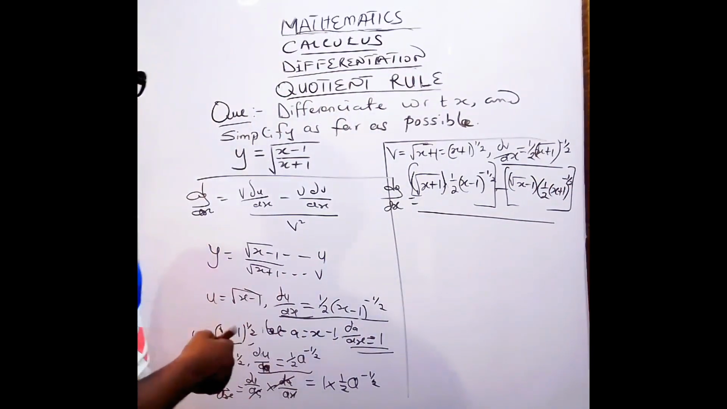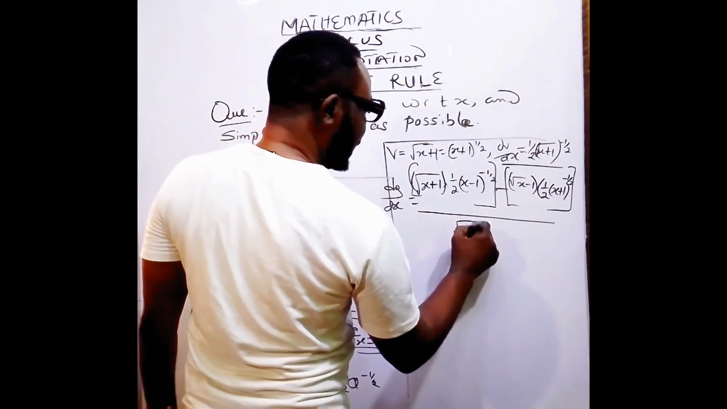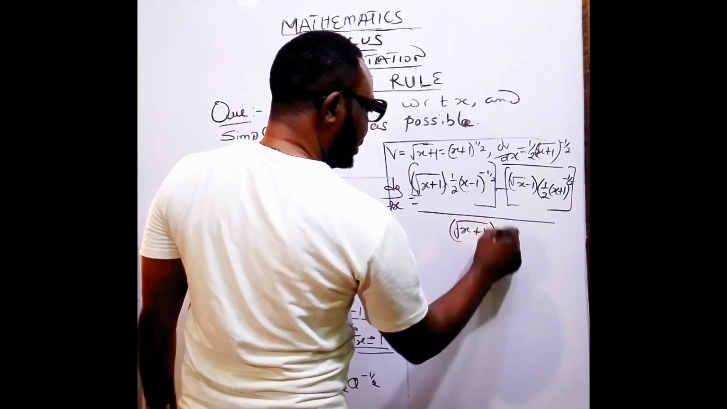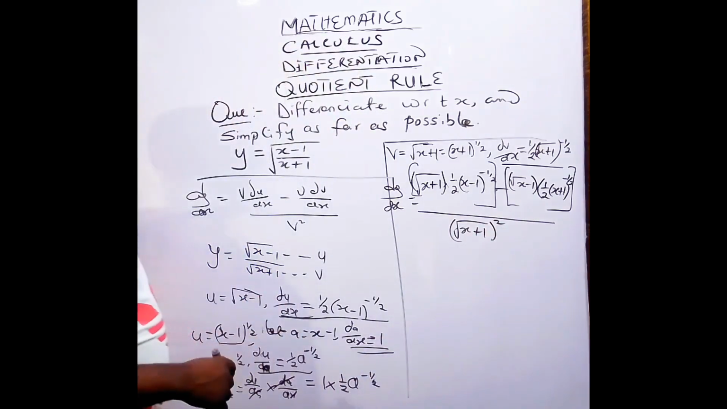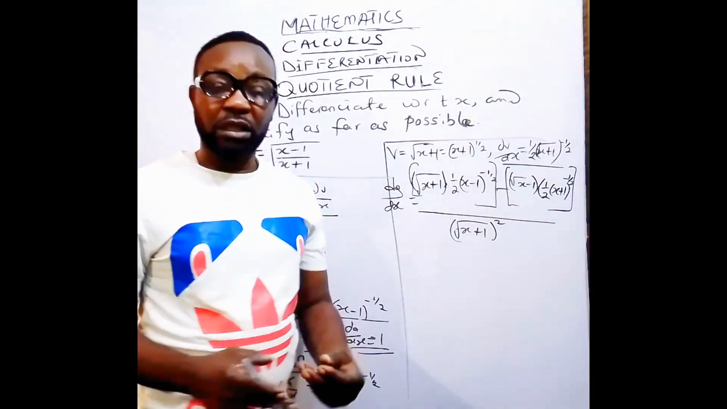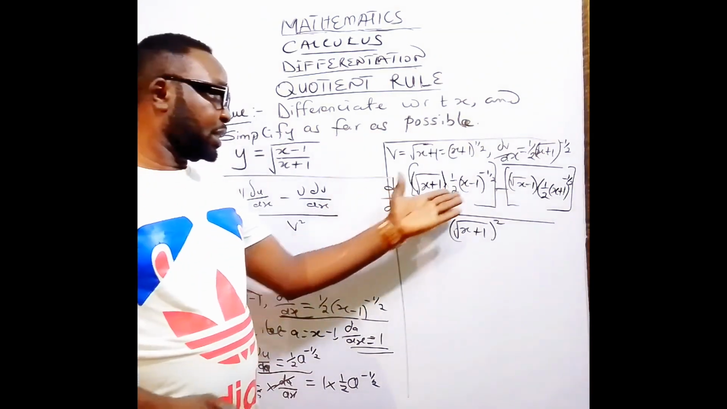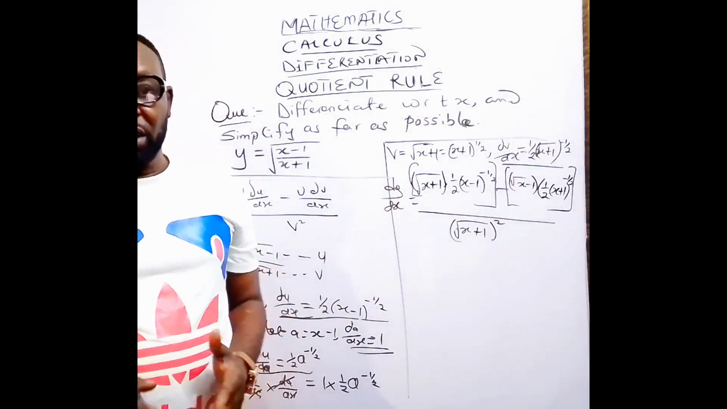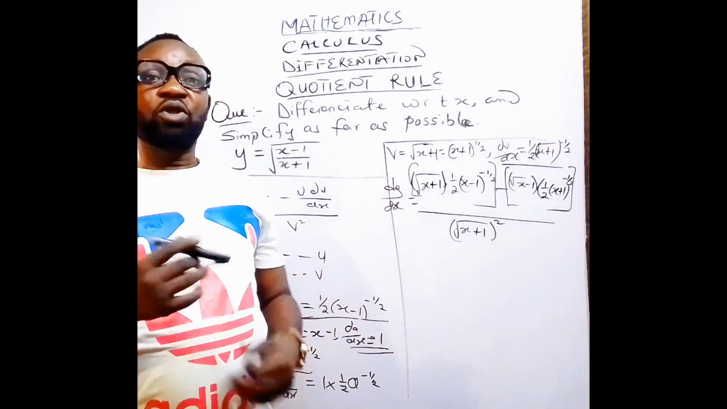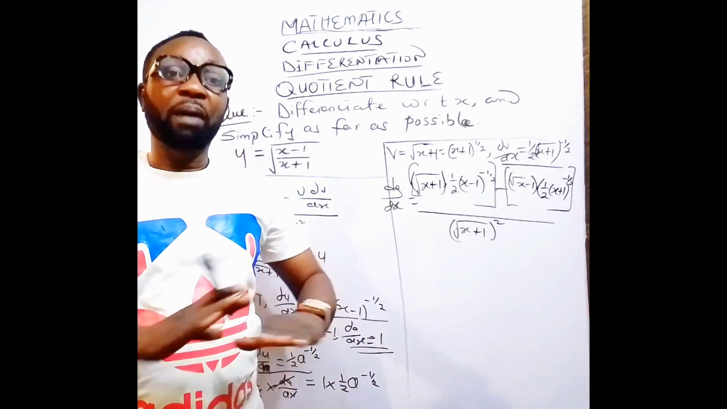What is the value of our v? That's root x plus 1. Root x plus 1, put in the bracket squared. Now, we've been able to find the value that this dy/dx equates to. The next thing we are going to do right now is to simplify the value accordingly, step by step.